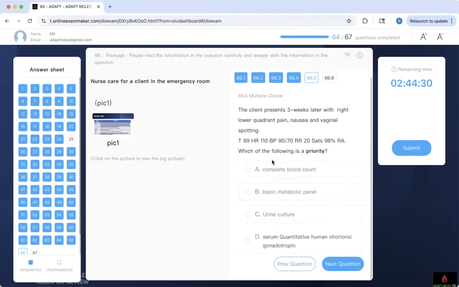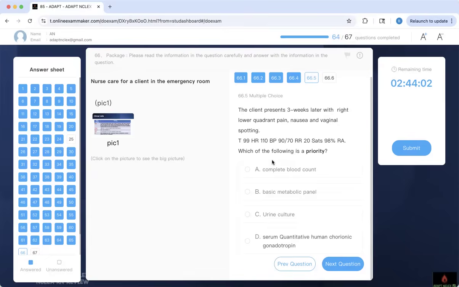The client presents 3 weeks later with what? Right lower quadrant pain. There's nausea. There's vaginal spotting. Oh, we have trouble. We removed your appendix. Now you come in again. Nausea, right lower quadrant pain, vaginal spotting. Temperature 99. The heart rate is 110. Blood pressure you can see is low. Tachycardia. The patient is in shock.